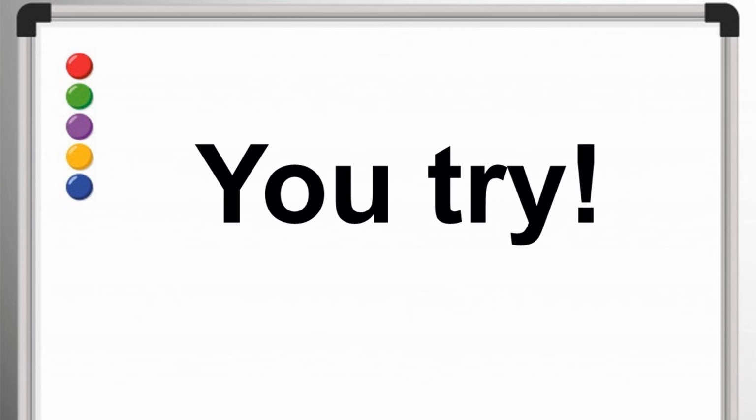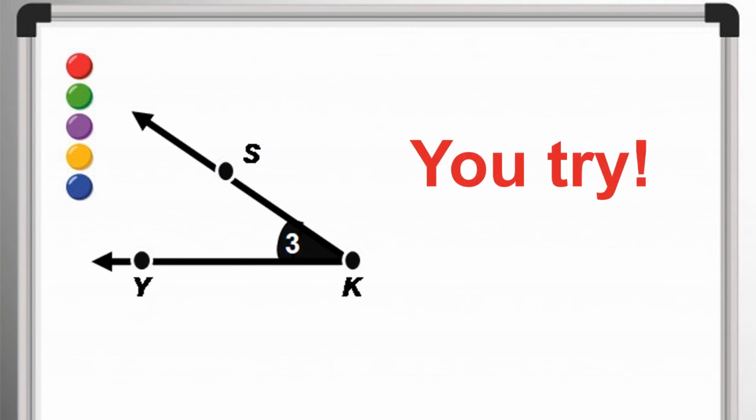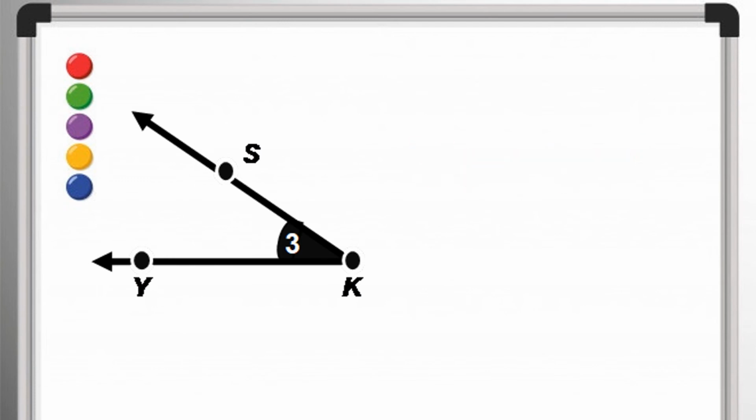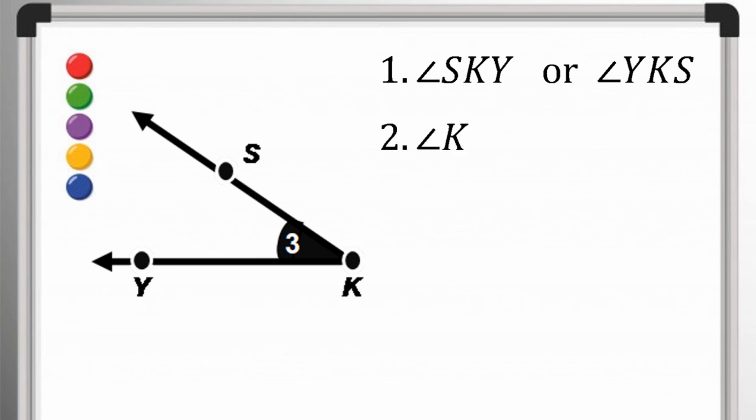Now, let's try naming this angle in three ways. First, we can name the angle SKY or angle YKS. Remember to always put the vertex in the middle. Second, we can name this angle K, and the third, angle 3.